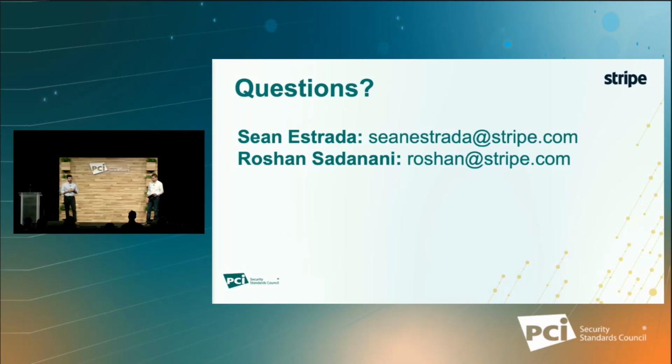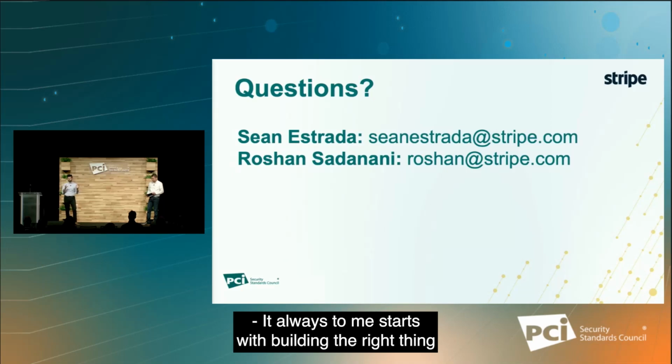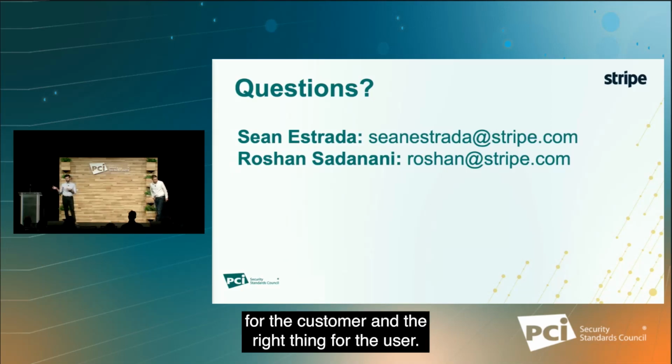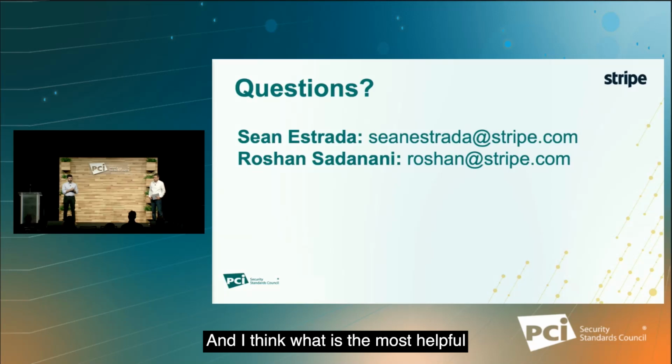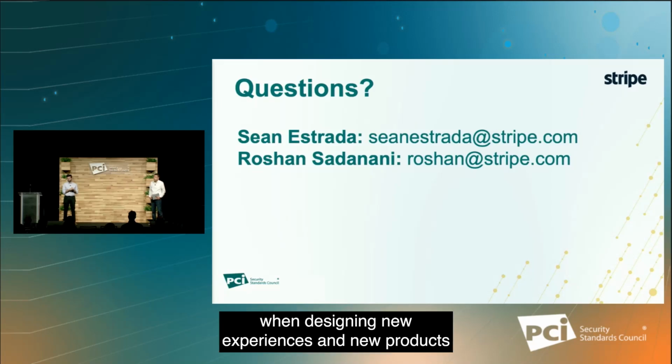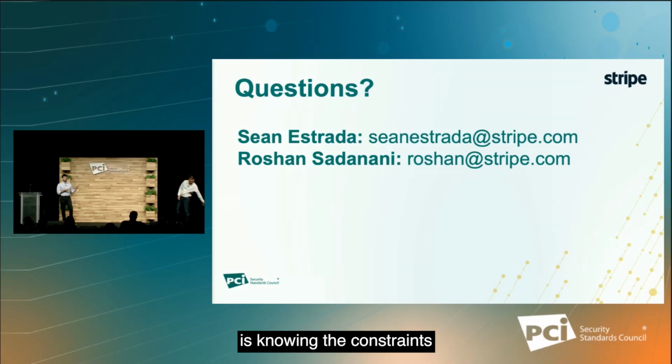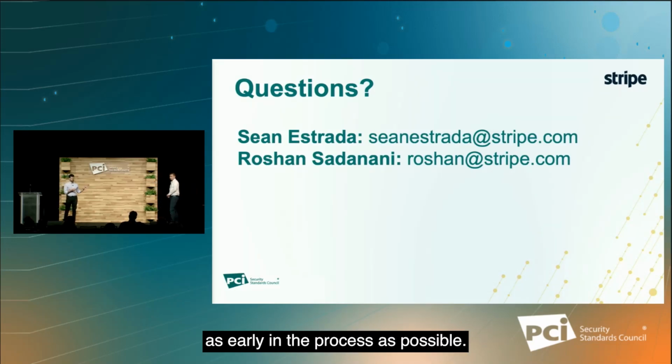To me, it always starts with building the right thing for the customer and the right thing for the user. Everything I'm doing on a day-to-day basis and everything I'm doing with my teams starts with what is the right thing for the user here. And I think what is the most helpful when designing new experiences and new products is knowing the constraints as early in the process as possible.